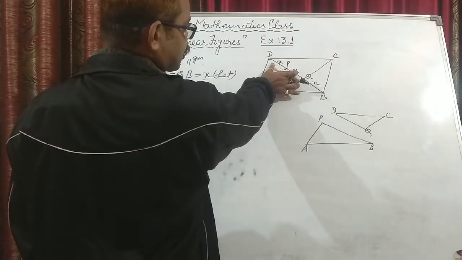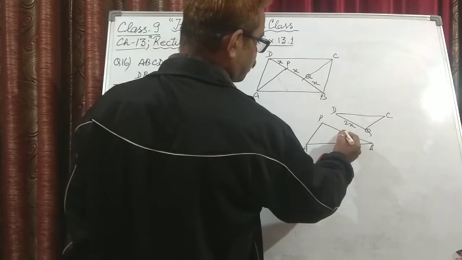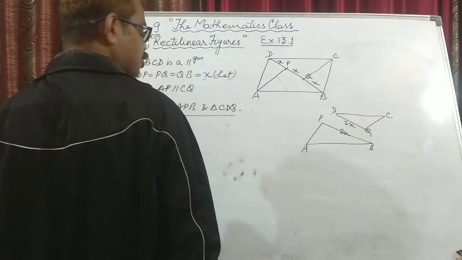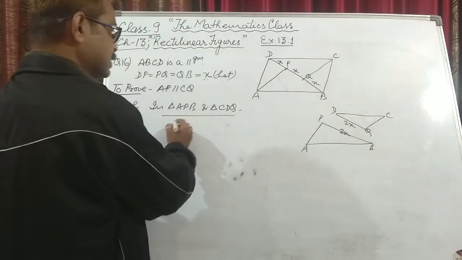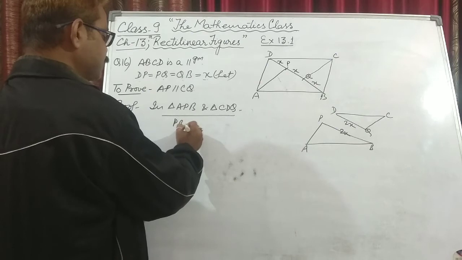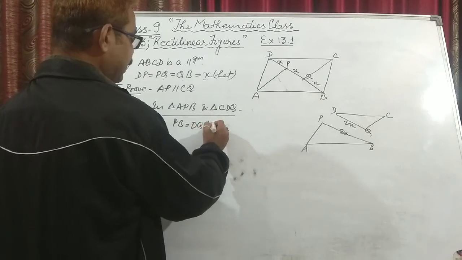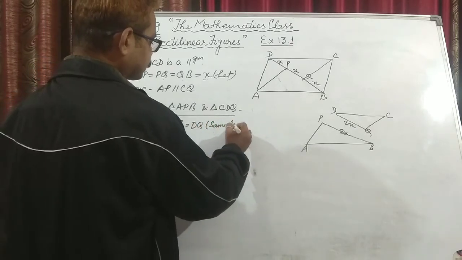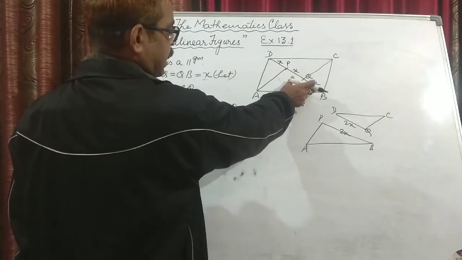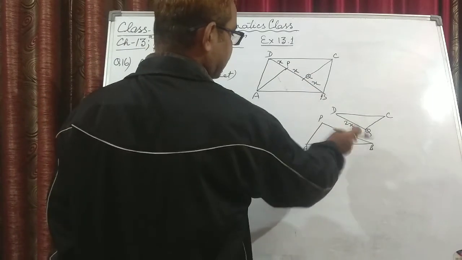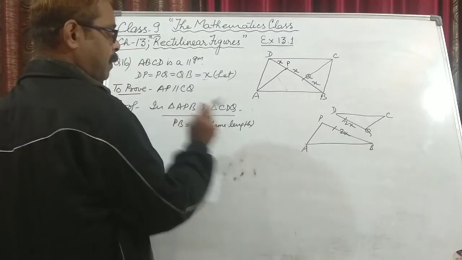Now DQ length is 2x. Similarly, PB is also 2x, number 1. So in triangle APB, we can say PB is equal to DQ. Why? Same length. And why same length? That has been explained. X and X is 2x, and this X and X is 2x. So these two sides are equal. PB and DQ are equal. So that is why it is written PB and DQ are equal.